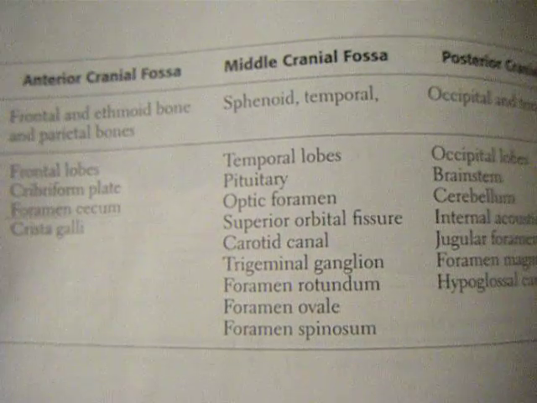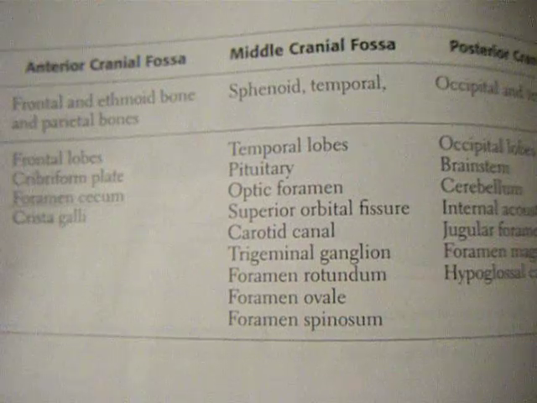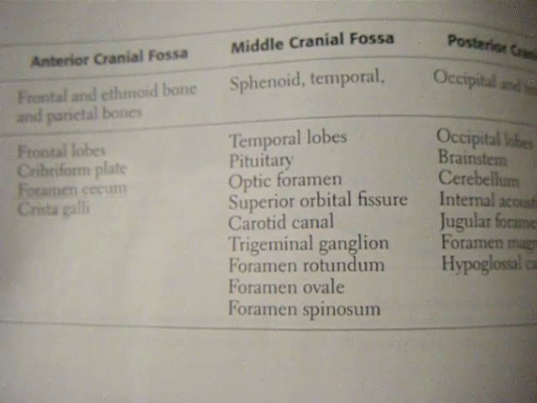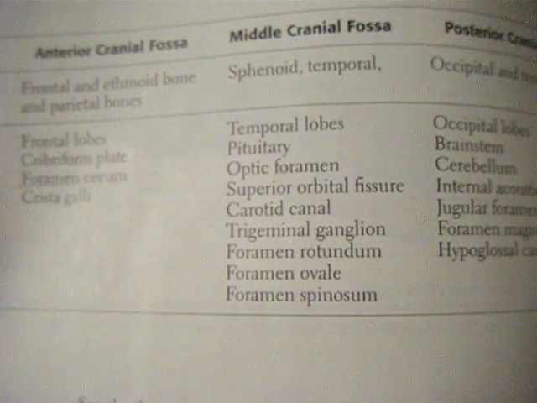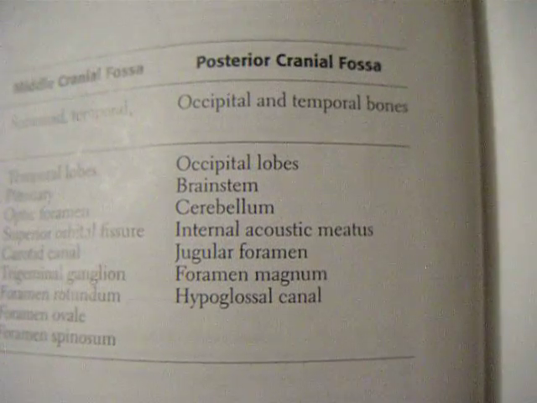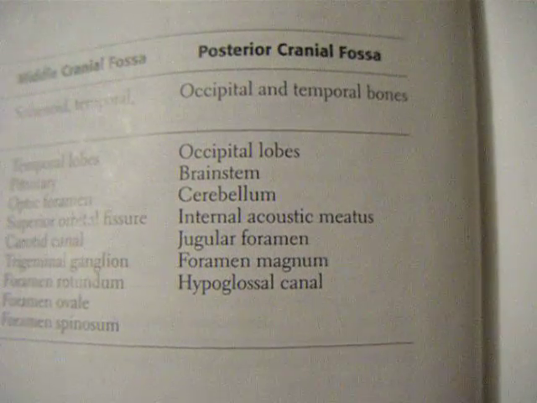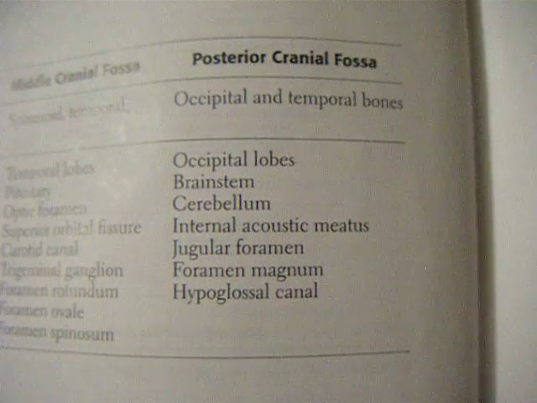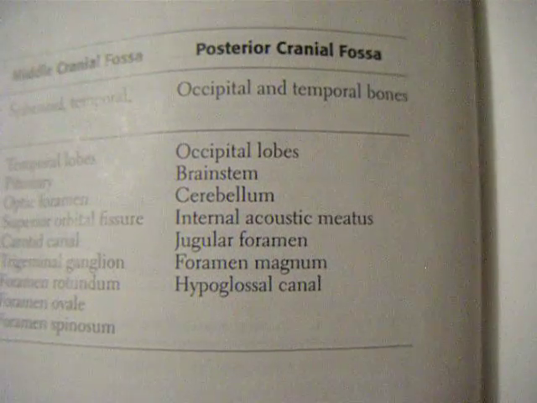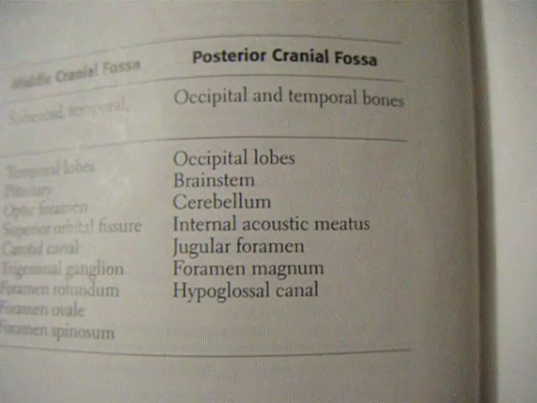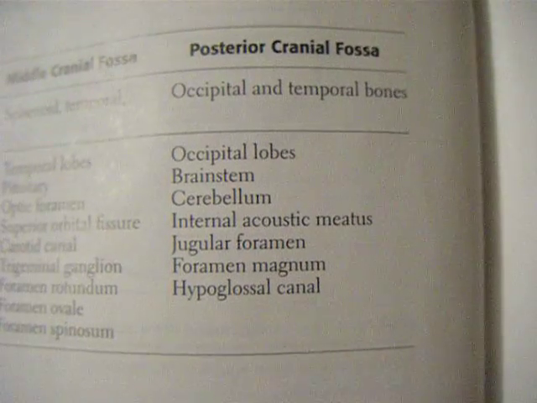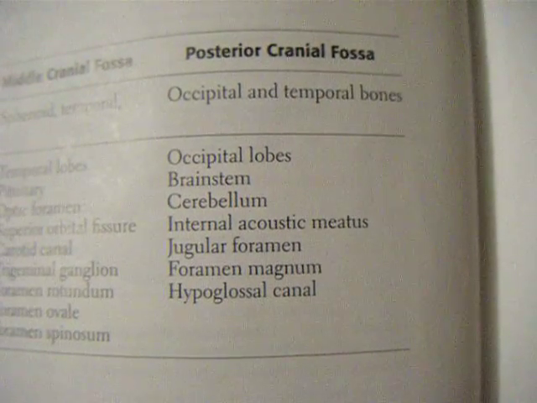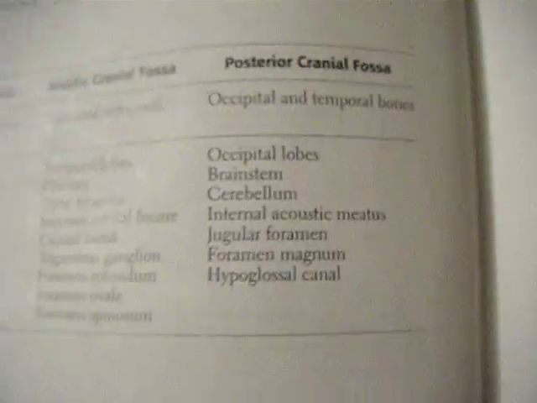Its contents are temporal lobes of the cerebral cortex, pituitary gland, optic foramen, superior orbital fissure, carotid canal, trigeminal ganglion, foramen rotundum, foramen ovale, and foramen spinosum. Then you have the posterior cranial fossa, which is formed by the occipital and temporal bones, and this fossa contains occipital lobes of the cerebrum, brainstem, cerebellum, internal acoustic meatus, jugular foramen, foramen magnum, and hypoglossal canal.